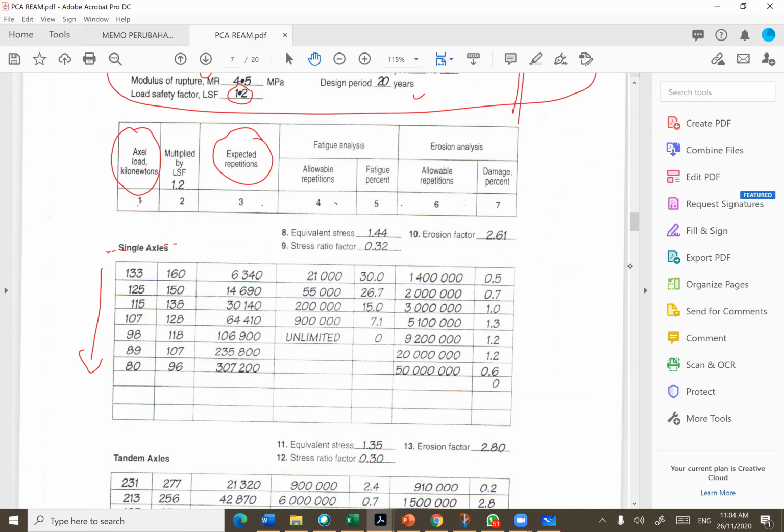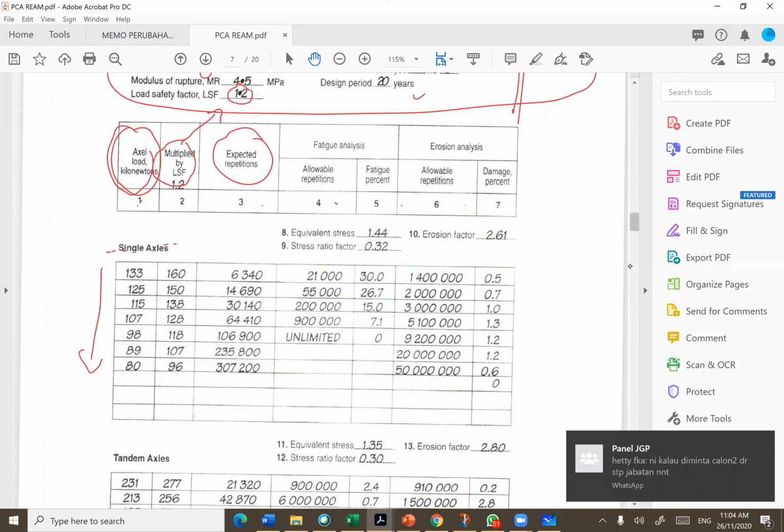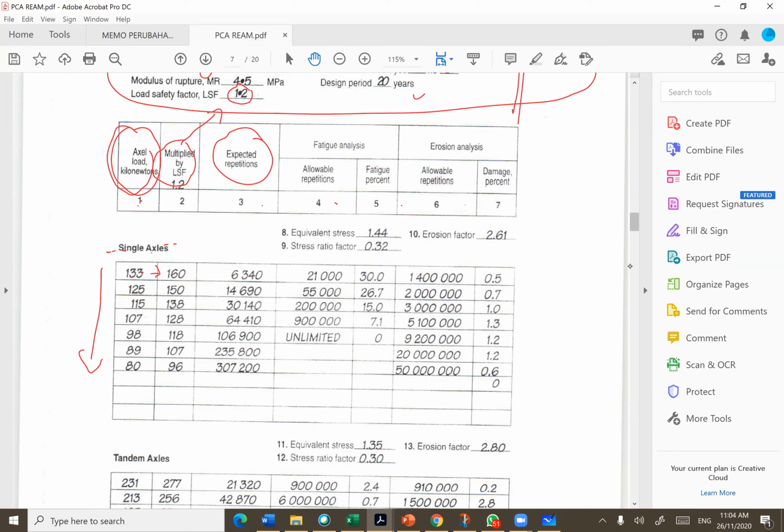And then multiply with the load safety factor. This axle load, you need to multiply with the load safety factor, which is 1.2. So 133 times 1.2 becomes 160. 125 times 1.2 becomes 150.